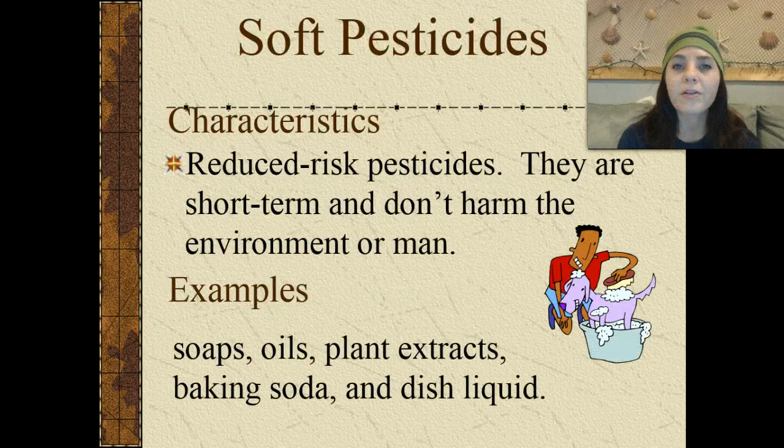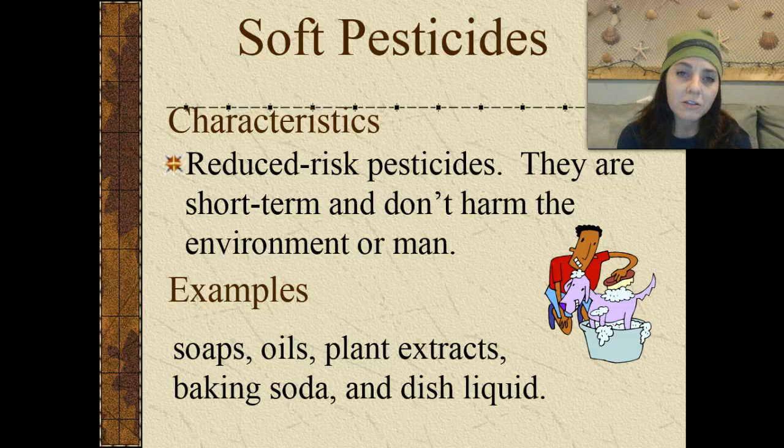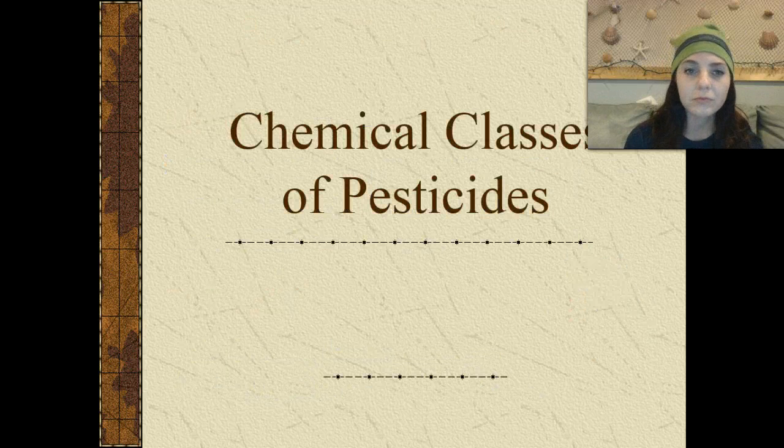We also have the other large class, which is called soft pesticides. They're characterized as reduced risk pesticides. They're very short term, and they don't harm the environment or man. Some examples of soft pesticides include soaps, oils, different types of plant extracts, baking soda, as well as dish liquids. So again, soft pesticides are not very harmful.